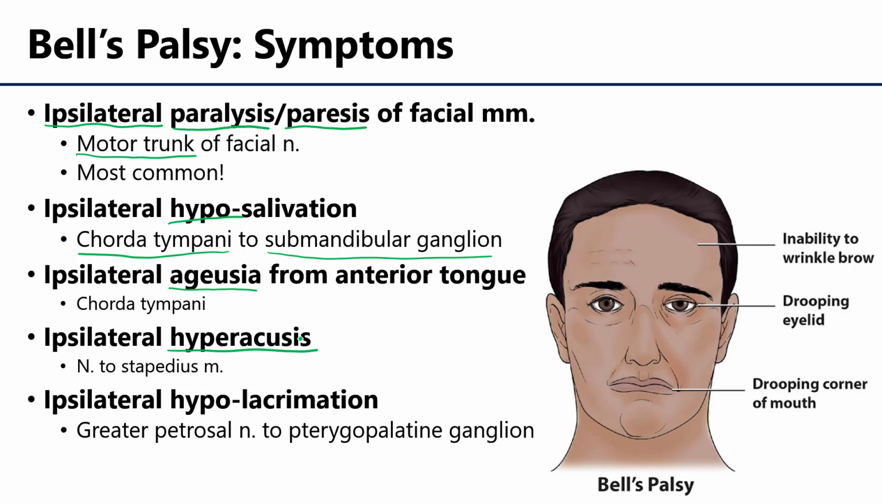And then finally, ipsilateral hypolacrimation. So hypo, less than typical tear formation, because we're losing the function of the greater petrosal nerve, which is supplying the preganglionic parasympathetic fibers to the pterygopalatine ganglia.